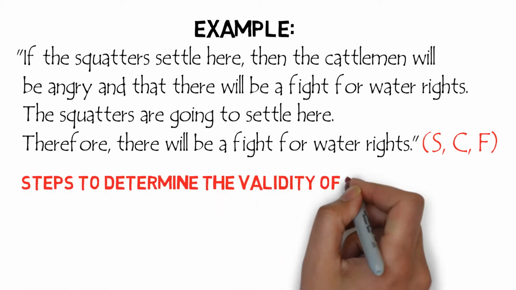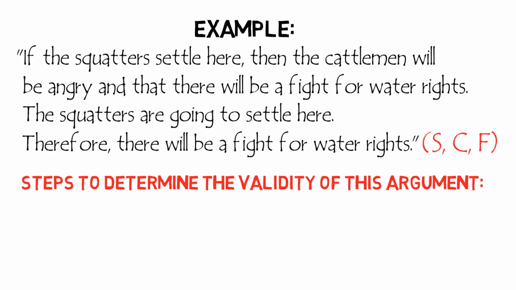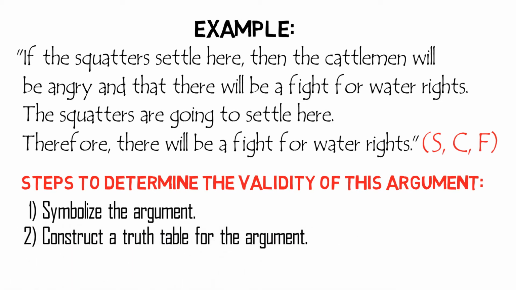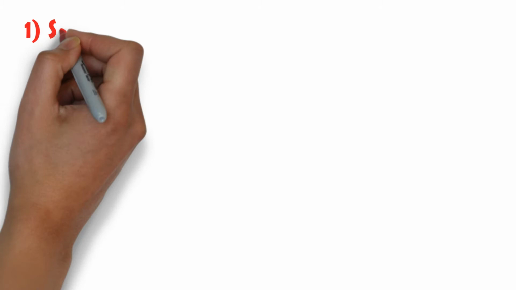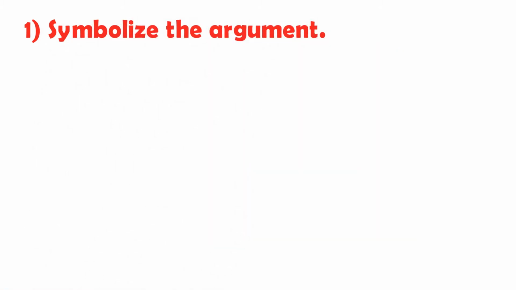Before we can apply the truth table method in determining the validity of this argument, we need to symbolize the argument first. After symbolizing the argument, we will construct a truth table for the argument, and then apply the rule in determining the validity of arguments in symbolic logic. But how do we symbolize this argument? By the way, in case one does not know how to symbolize arguments in symbolic logic, please refer to our previous discussion about symbolizing propositions in symbolic logic. You can find the link on the upper right corner on your screen.